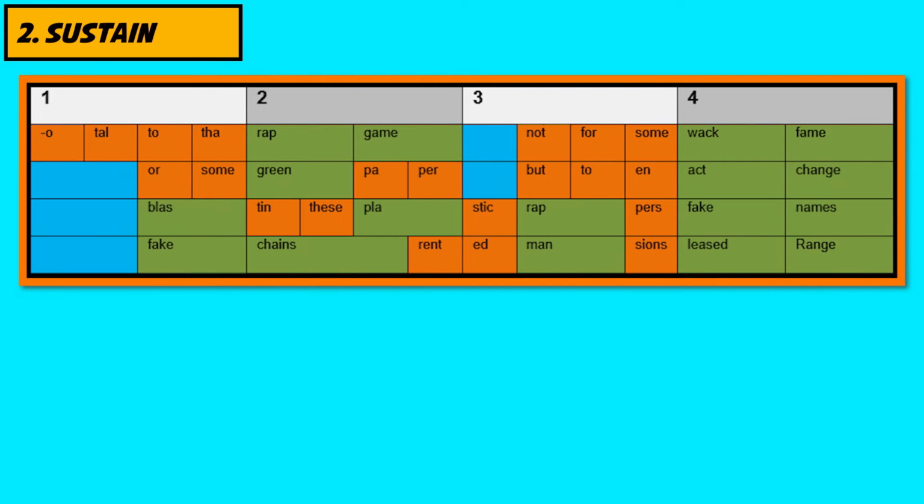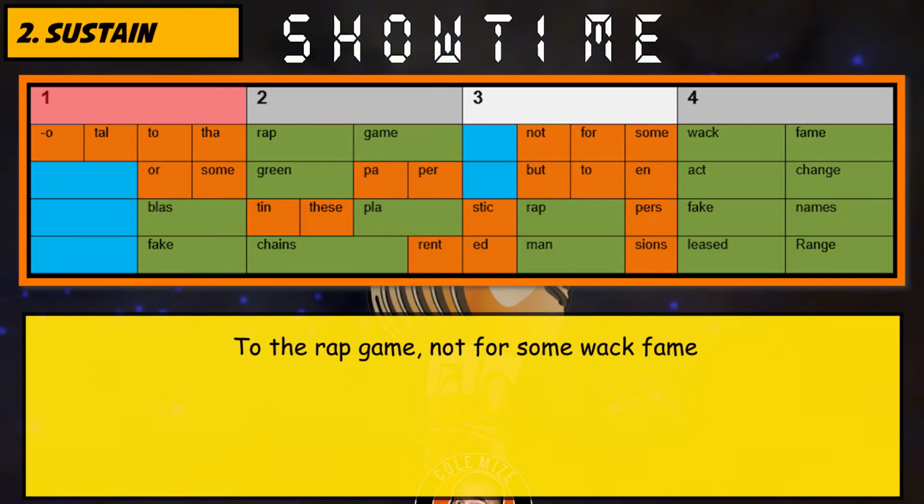Now here's another 4 bars that I wrote, and notice how I'm using fewer syllables because I'm using more green 8th notes to fill in my bars. Let's check it out.